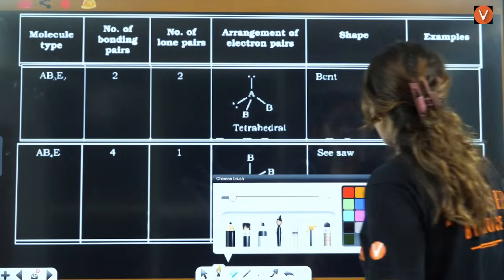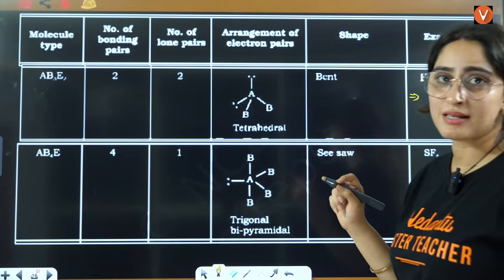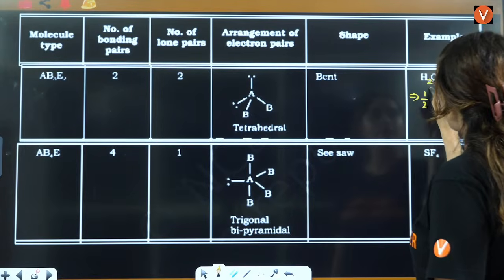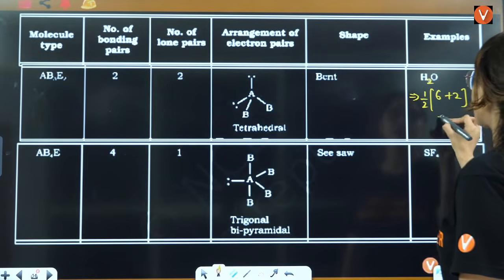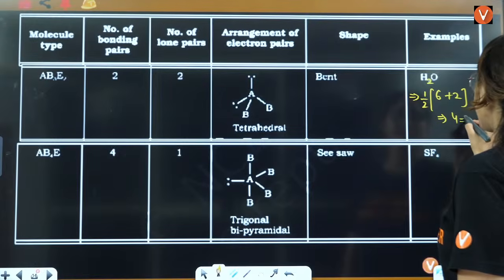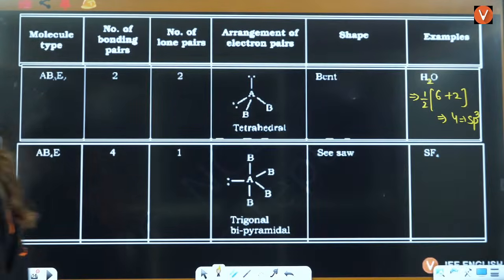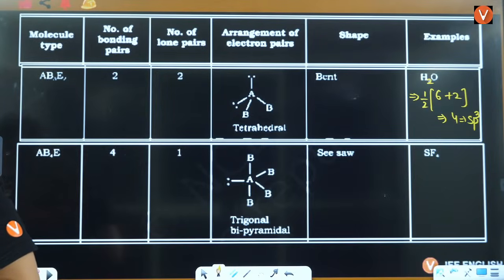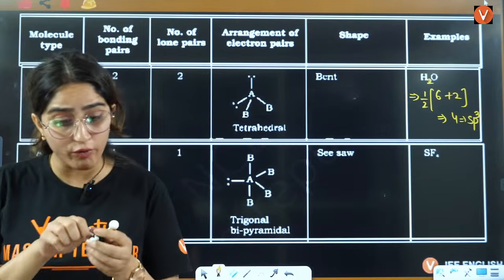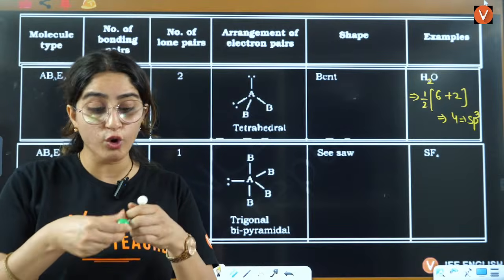Now again, if you want to calculate it from the formula directly, oxygen belongs to group number 16, so it has 6 valence electrons. There are 2 monovalent atoms. There is no charge here. So it will be 4, that is sp3. This is also going to be sp3. But here can you see one thing, that here you have 2 lone pairs.